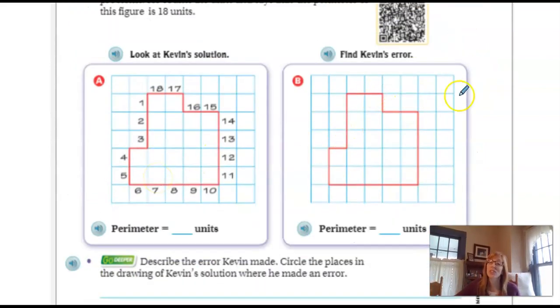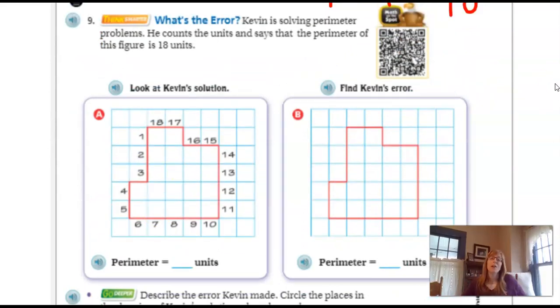All right, here's Kevin's mistake, okay? So you have to find the error. So I would like you to go through and count up just like we did with Professor Berger, okay? And he counts the units and says that the perimeter is 18. Well, we know that is not correct. So we're going to go through and we are going to count it up. So hopefully we're going to start at the same place right here.